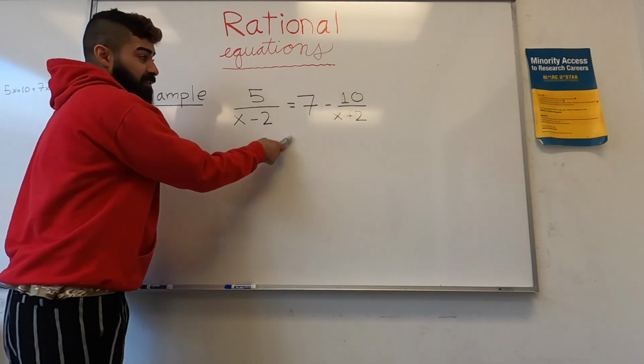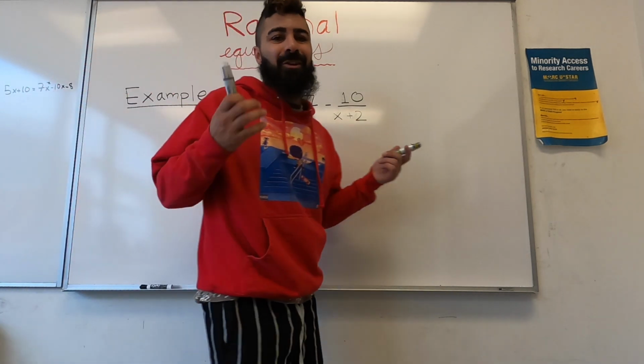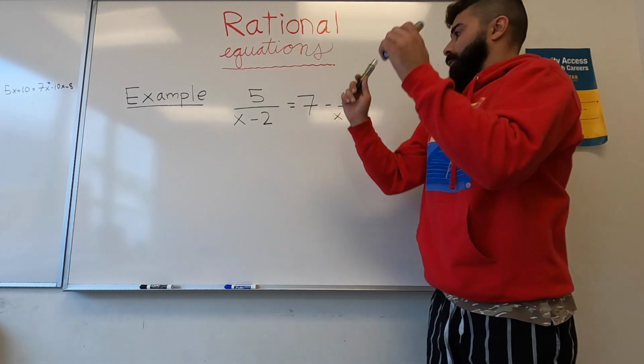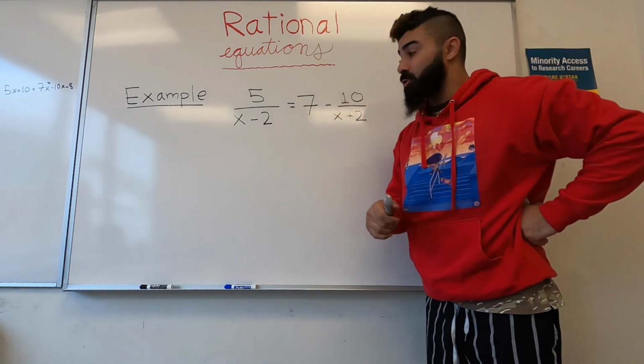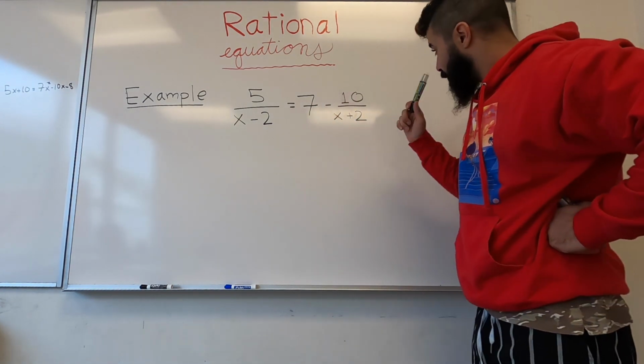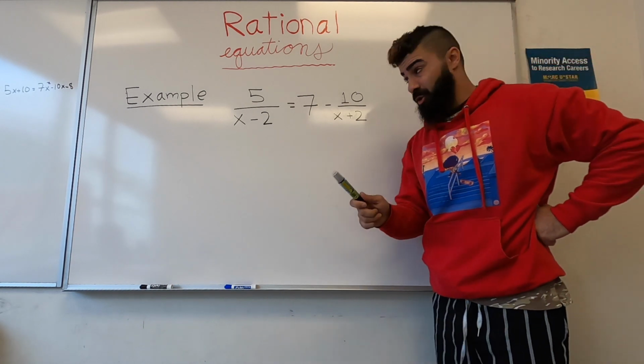Today we're going to talk about how to solve rational equations. Anytime you have something that looks like this, a bunch of fractions and an equal sign somewhere in the middle. Our example is 5 over x minus 2 equals 7 minus 10 over x plus 2.